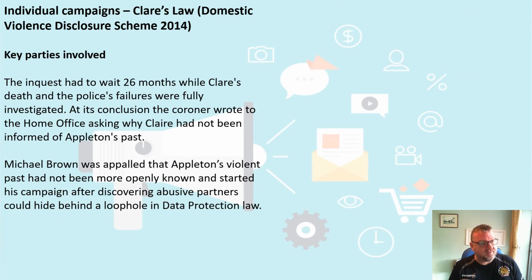And obviously Michael Brown, Claire's dad, was appalled that this violent past had not been more openly known, and started his campaign after discovering abusive partners such as Appleton could hide behind a loophole in the data protection law, which is, your data is safe, no one has a right to know your data. And Michael Brown was saying, well, this is ridiculous. If you've got these sort of things on your record, we need to know about it. But there was a loophole.